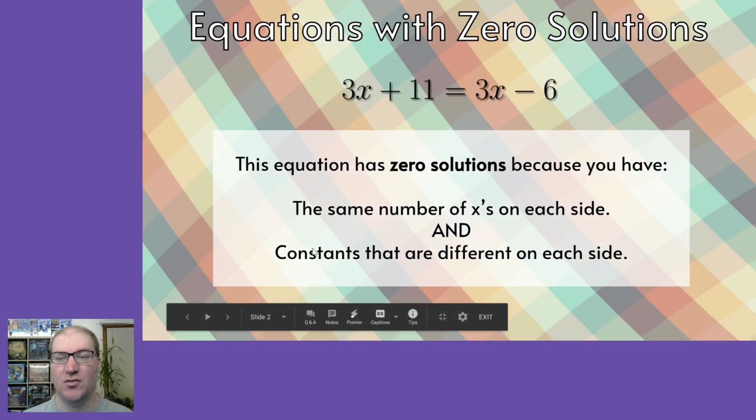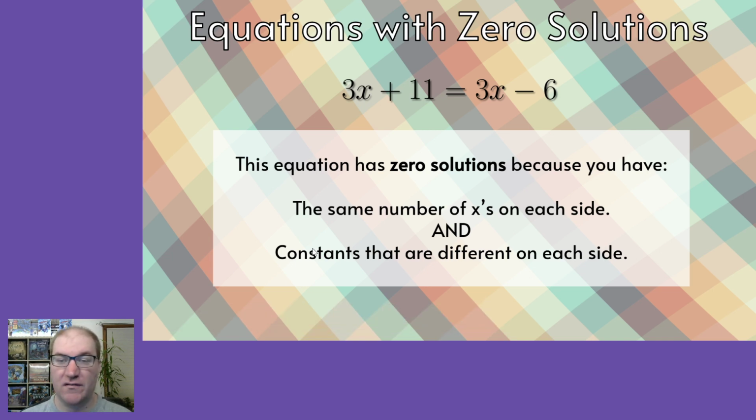This is an example of an equation with 0 solutions. If I ask you to solve this equation, you would just put your hands up and say, I can't solve this. It doesn't have an answer. So look at it. It has 0 solutions because it has the same number of x's on each side, but the constants are different. This one on the left says 3x plus 11 is the same thing as 3x minus 6. There's never going to be a number that I can add 11 to and subtract 6 from it and somehow get the same value. That's never going to be a possible solution. So this equation has 0 solutions.